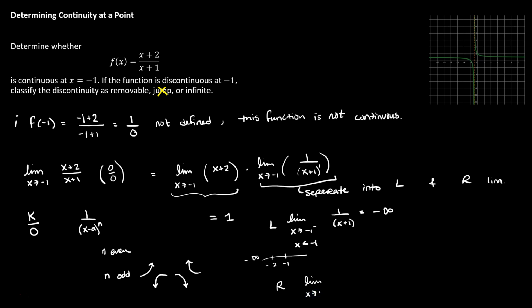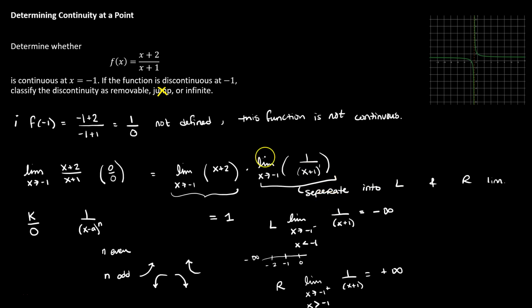If x is approaching -1 from the right, then we're using x values that are larger than -1. So that would be something like 0. If I were to plug 0 into that expression for x, I would have 1 divided by 1, which is positive.